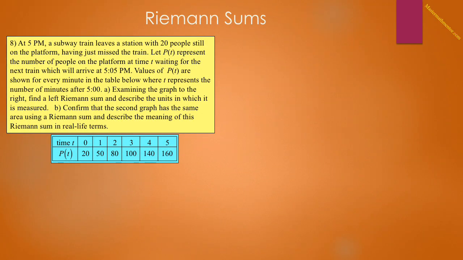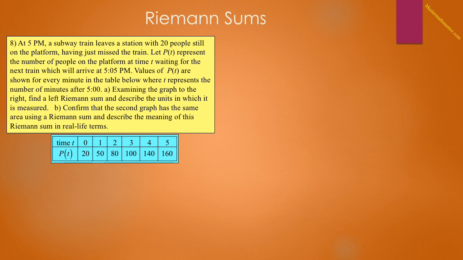Number 8 is a slightly different type of Riemann sum problem. At 5 p.m., a subway train leaves a station with 20 people still on the platform, having just missed the train. Let P of t represent the number of people on the platform at time t, waiting for the next train, which will arrive at 5:05 p.m. Values of P of t are shown for every minute in the table below, where t represents the number of minutes after 5 o'clock. Part A, examining the graph to the right, find a left Riemann sum and describe the units in which it is measured.